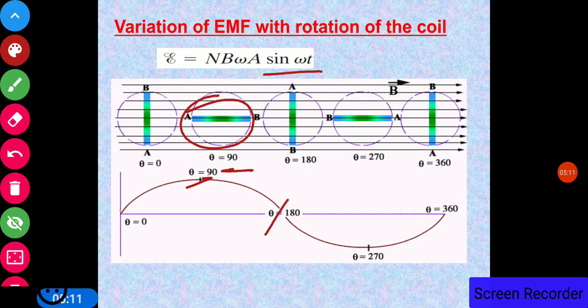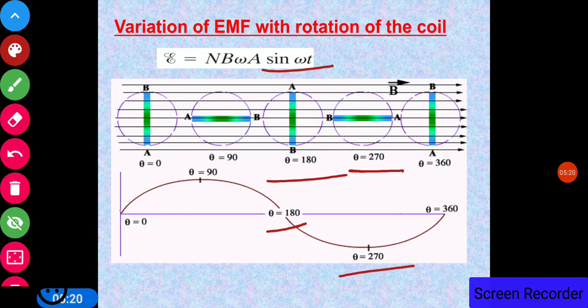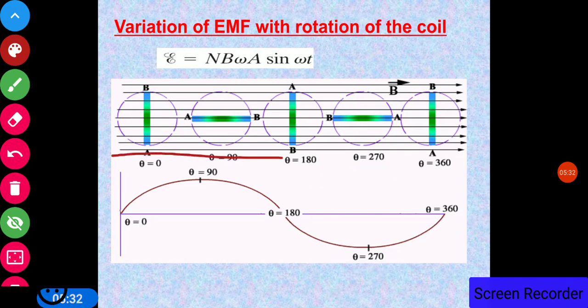Again at theta 180 degrees, this is the position of angle 180 degrees. In this case, sin 180 is 0, so EMF induced is 0. At angle 270 degrees, the EMF induced is opposite, that is minus NB omega A, so it will be in the opposite direction, and again at theta 360, it is equal to 0. So for a complete rotation of the coil, the EMF induced is alternating. One half it is positive and for the other half it is negative. So the EMF induced is sinusoidal.